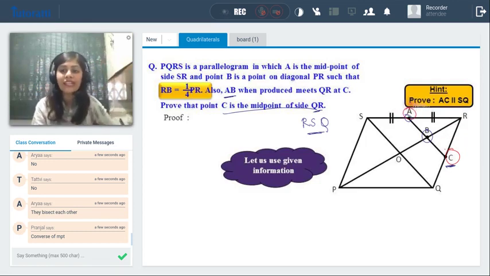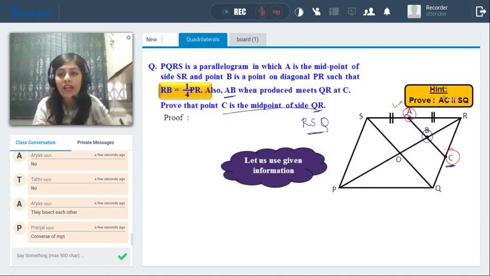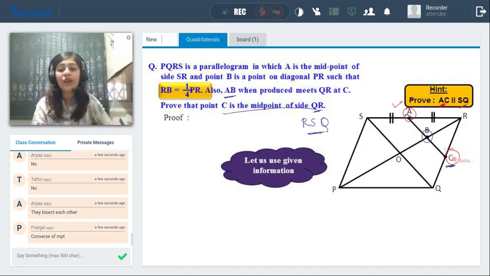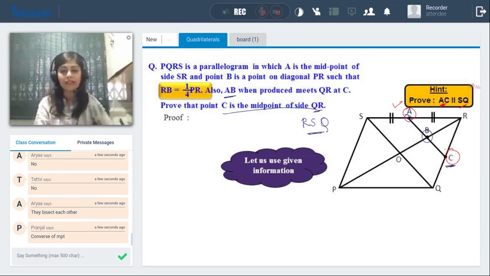What do we need? First, we need A as the midpoint of the first side. Do we already have that? Yes, A is the midpoint of RS. That thing is done, so one tick. Next, what else do we know? From A, we need a line, which is AC, to be parallel to the second side SQ. So now if you look at the hint, what does the hint say? The hint says prove AC parallel to SQ. Why does the hint say that? Because once AC is parallel to SQ, by the converse of the midpoint theorem, C will automatically become the midpoint of RQ. So now we are going to focus only on proving AC parallel to SQ.